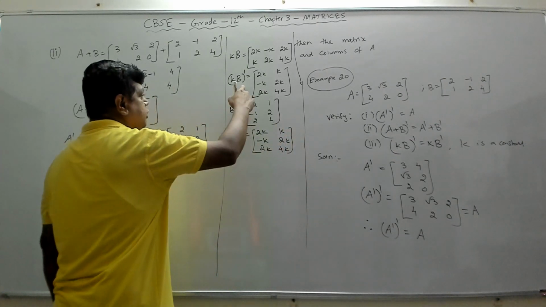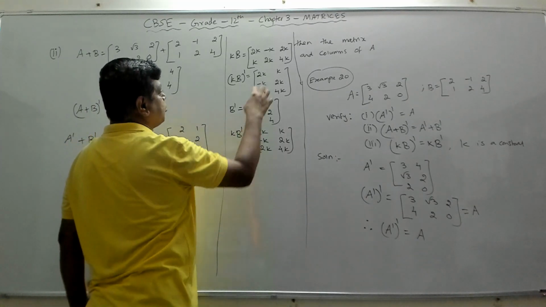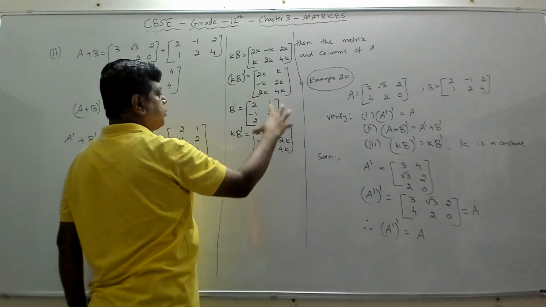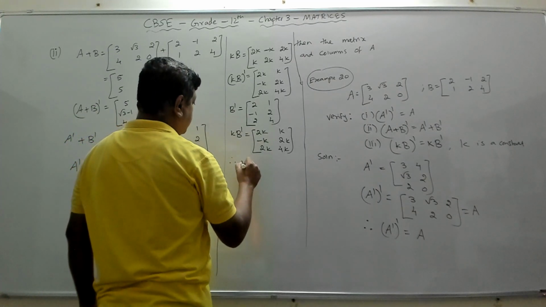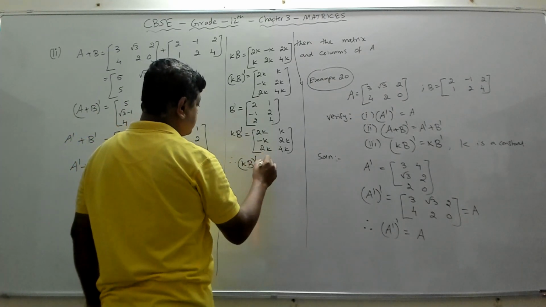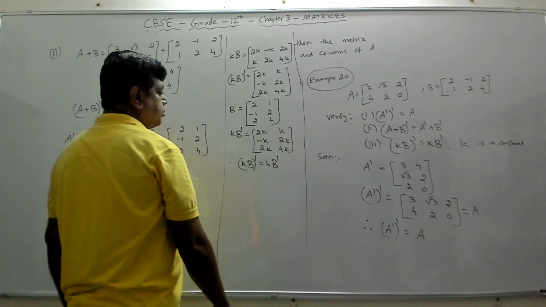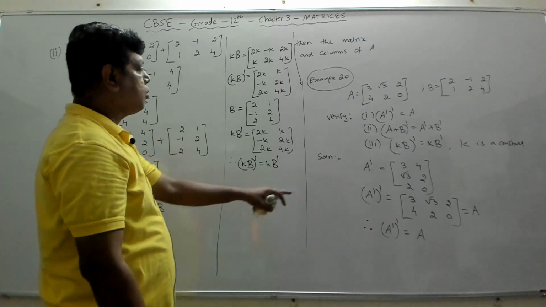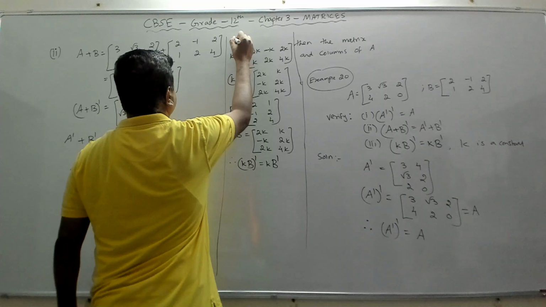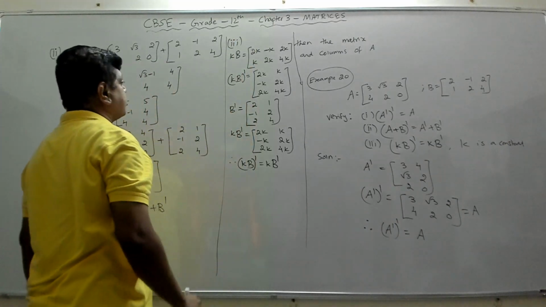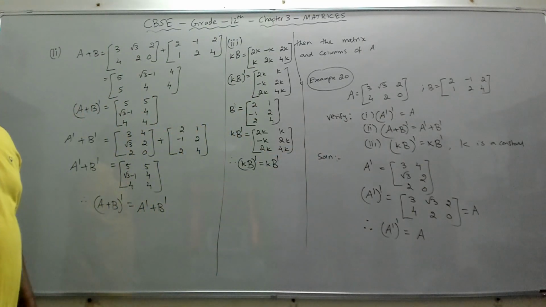Now if you observe these two, this is KB whole transpose, this is K into B transpose. So both the matrices are the same. Therefore we can say our K into B, the whole transpose, is the same as K into B transpose. We proved the third one also. This is the proof for the third part. Fine. So we have proved all the three properties are verified.